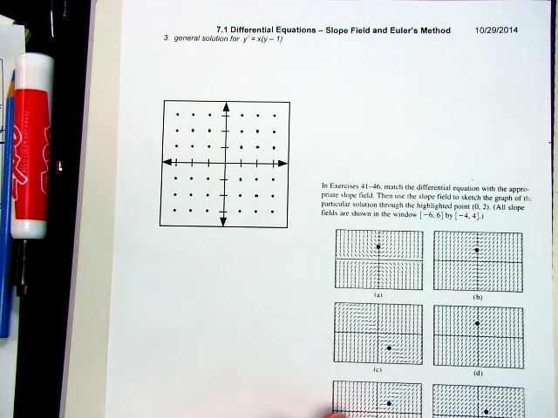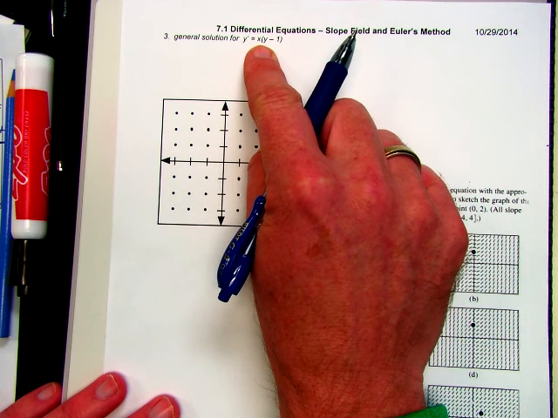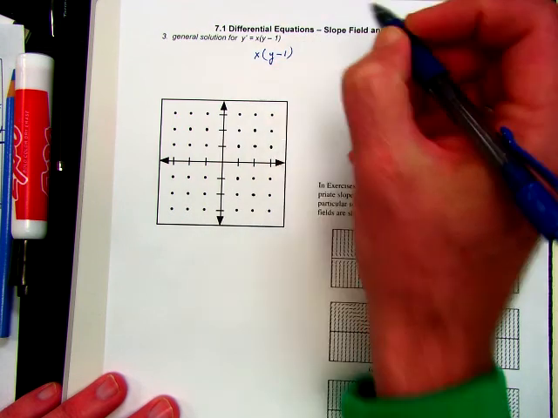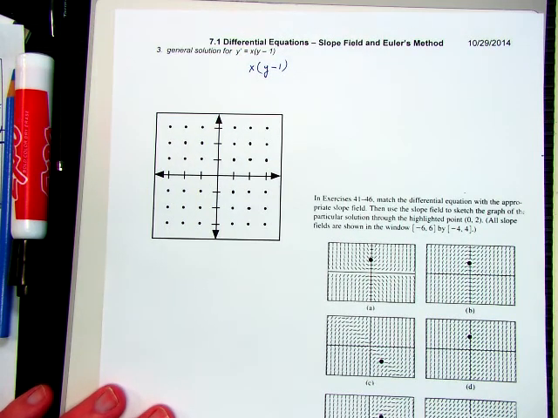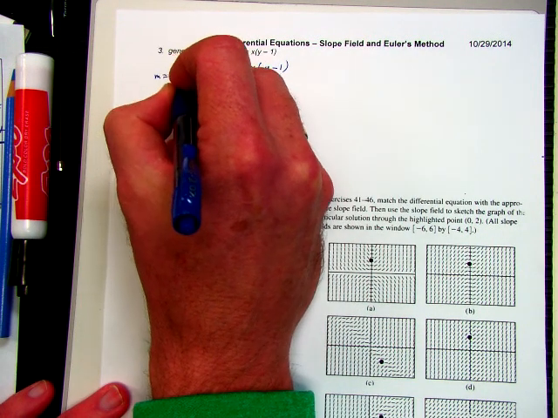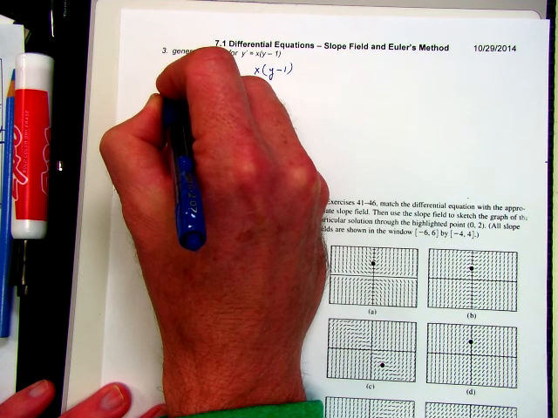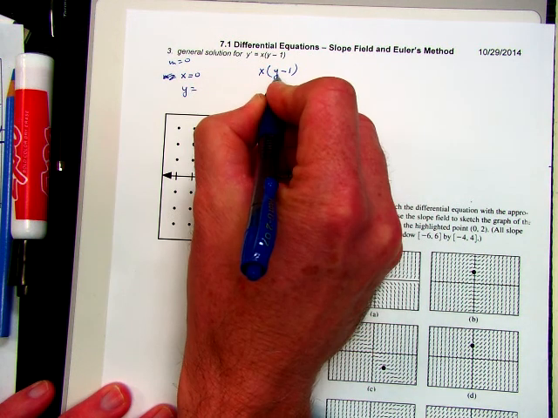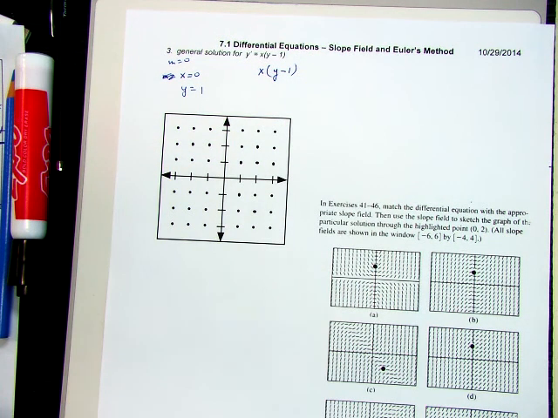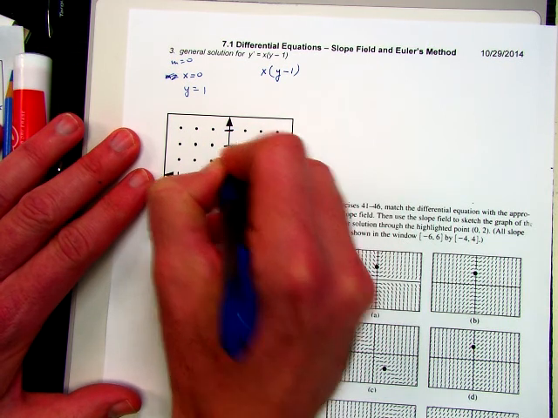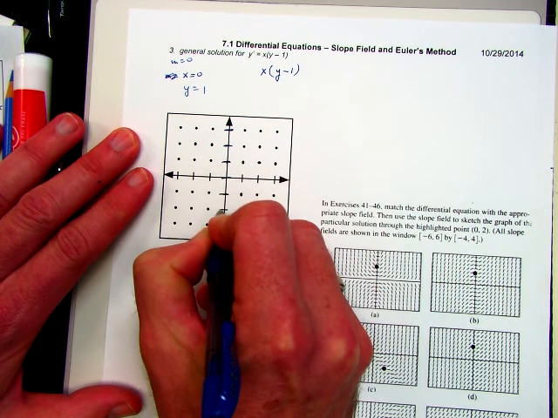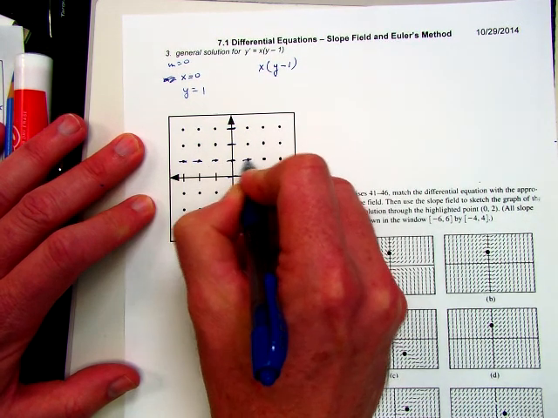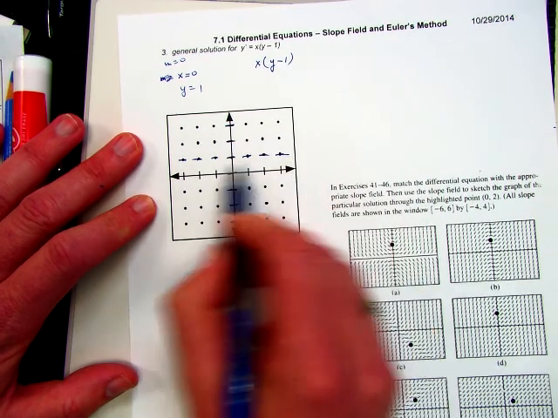Okay, so this one, what does this mean? The slope is equal to x times y, the y value minus 1. Well, let's figure out where the slopes are 0, first of all. The slopes are 0 whenever x is 0, and the slope is 0 whenever y equals what? 1. Okay, so whenever x equals 0, I get a slope of 0. And whenever y is equal to 1, I get a slope of 0. Well, look at that. What does that give me there? That's a horizontal asymptote. This is just where a slope is 0.